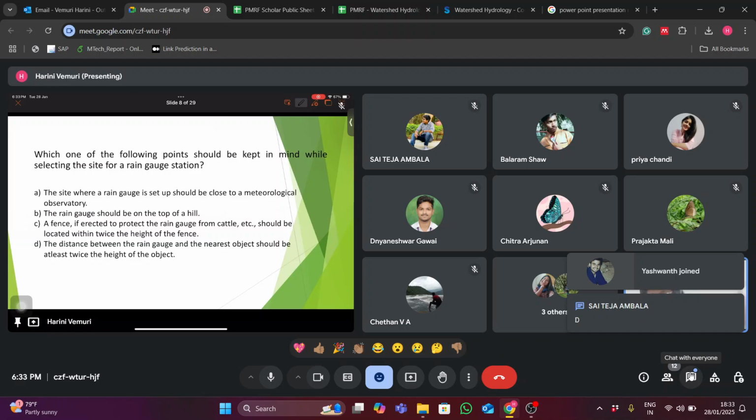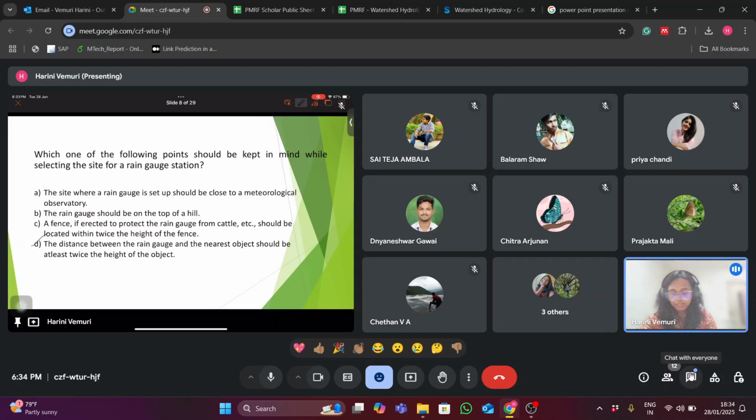Yeah, the answer is option D. The distance between the rain gauge and the nearest object should be at least twice the height of the object.